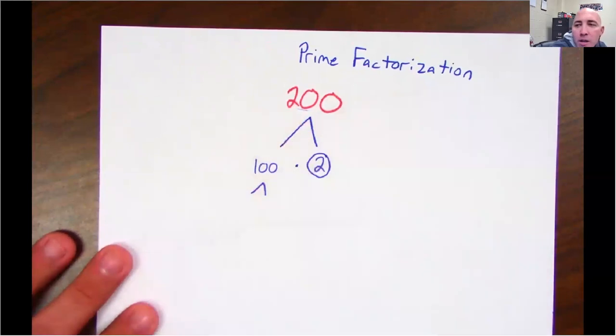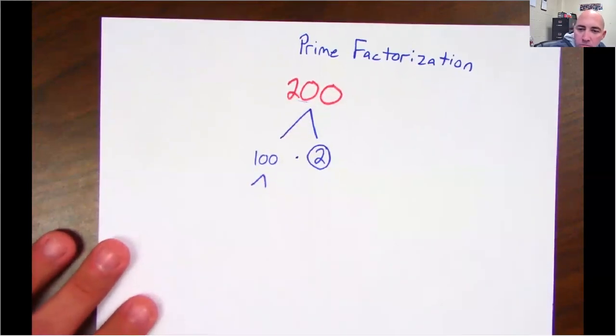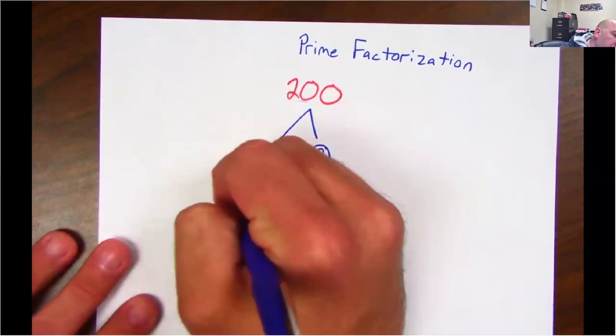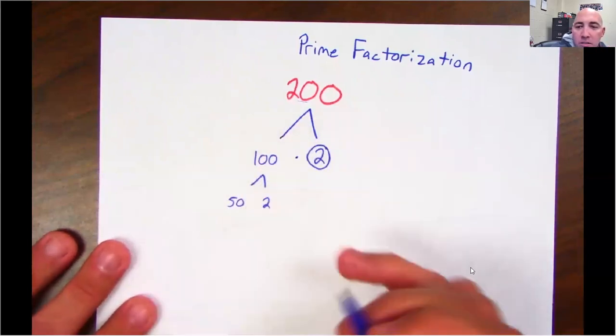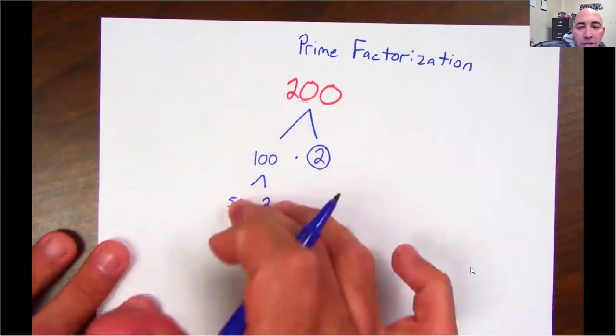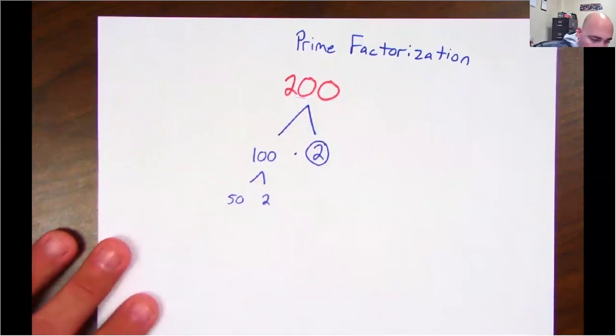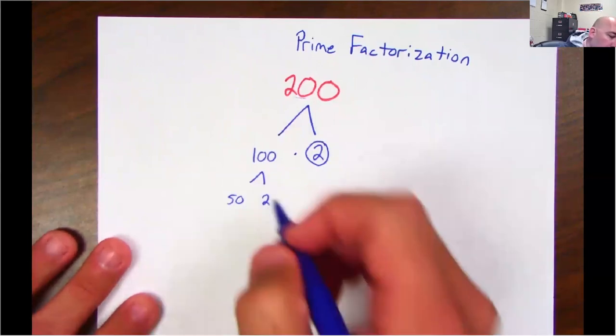100 is a composite number. I need to break it down. Some are going to say 50 times 2. Some of y'all would have done 20 times 5. Some of y'all would have done 10 times 10. It doesn't matter because at the end you'll get the same answer. 2 is a prime number. I'm going to circle it.